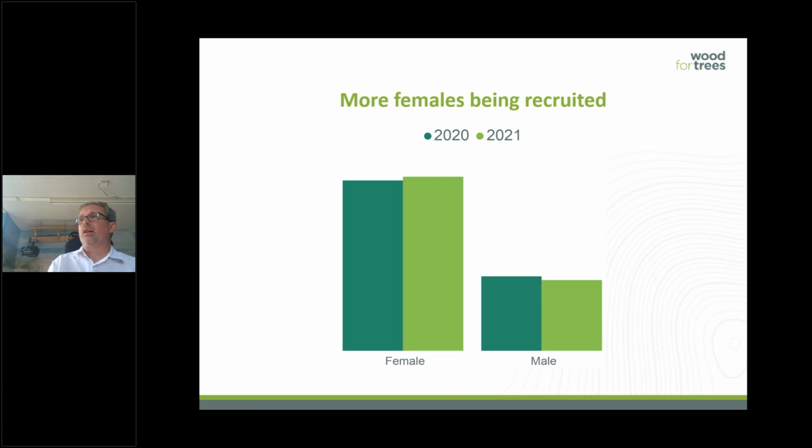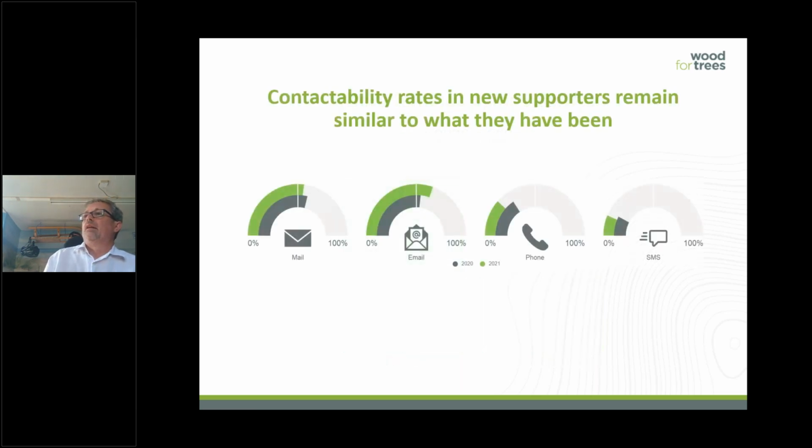A continued shift towards more females giving. We see this time and time again, that most donations come in from women rather than men. Contactability is an interesting one. We're also able to track that and see this is a combination of whether you have the contact details for people and also whether you have the consent for them. They've remained fairly static, although there is a slight increase in email as things become more and more digital, which is encouraging.